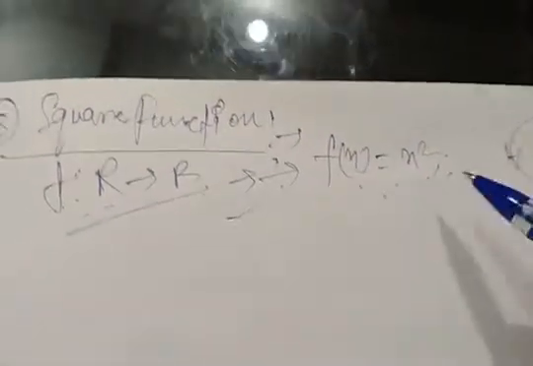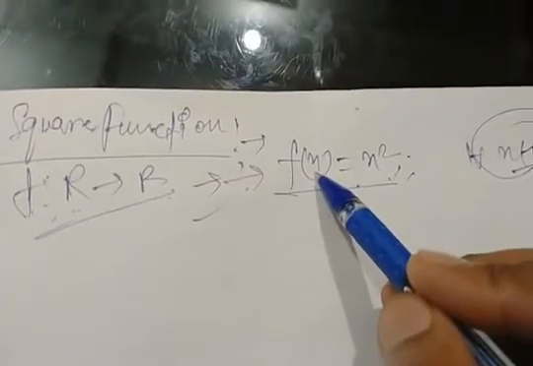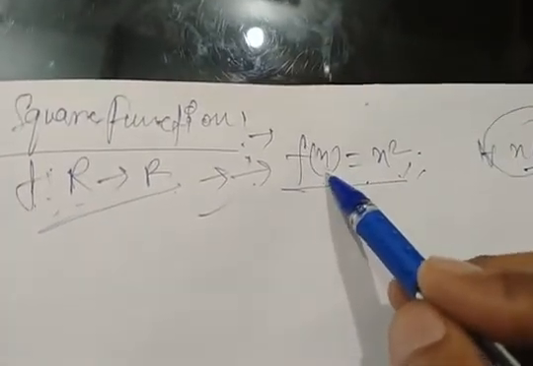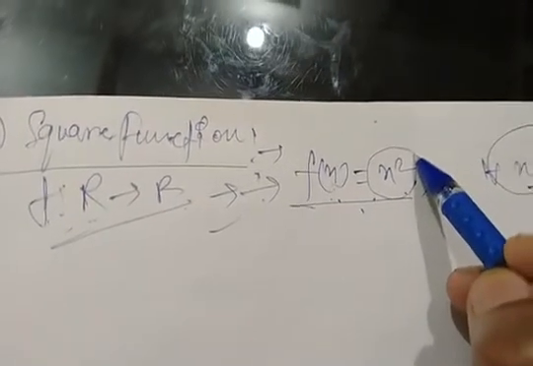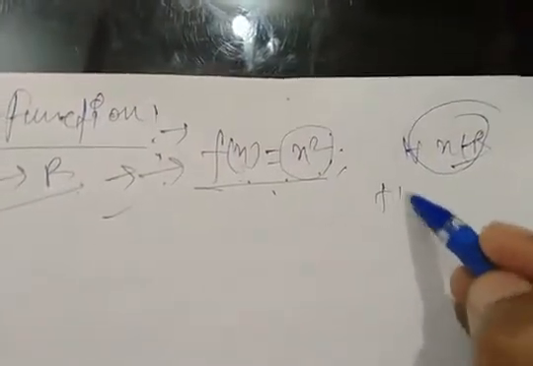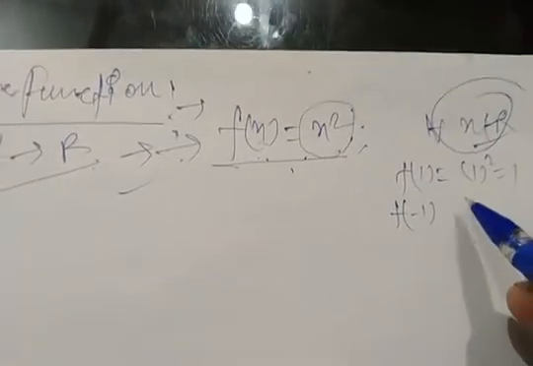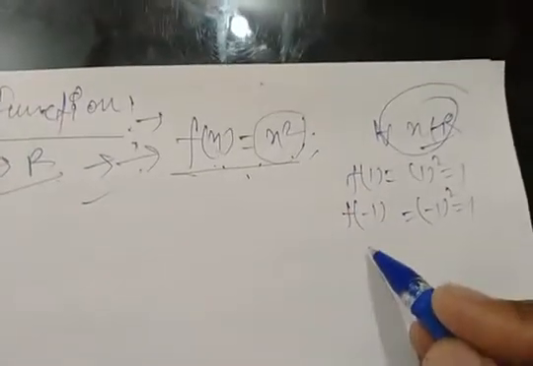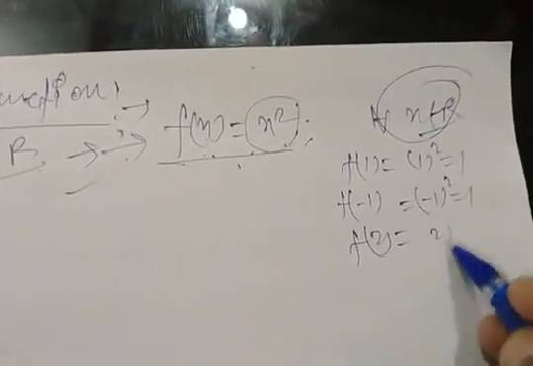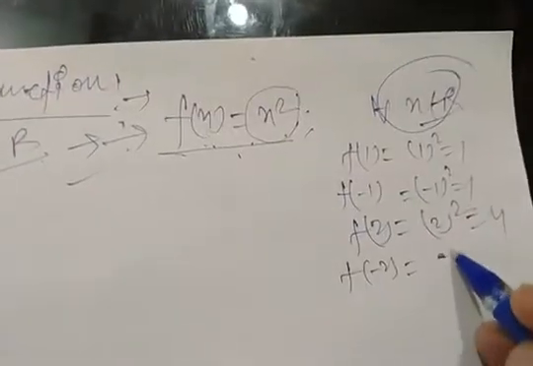One thing is clear: in the square function, for any value of x, the result is always positive. Suppose we put x equal to 1, that is 1 square, that is 1. If we put x is equal to -1, then also we get 1. If we put x is equal to 2, then f of 2 is 2 square, that is 4. If we put x is equal to -2, then we get -2 square, that is +4.